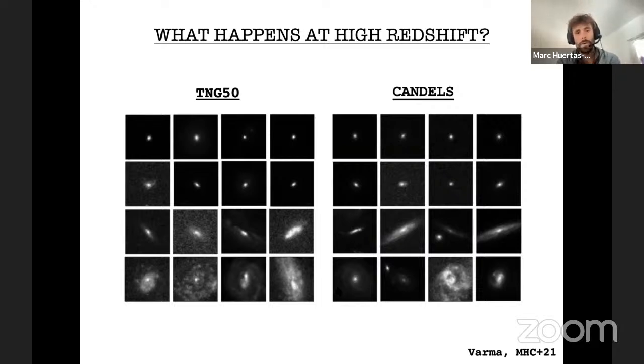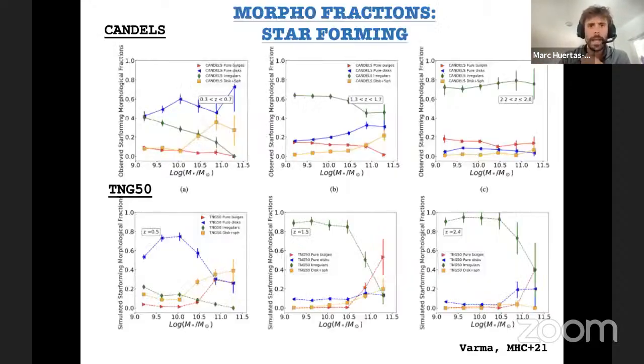If you look carefully, you can start seeing some differences. For example, the disks here appear to be thicker in the simulation than in the observations. Probably an effect of resolution, but it's remarkable how these simulations are now reproducing the diversity even at high redshift, where again there's no particular fine tuning. And if you quantify this in terms of star-forming fractions, these are fractions of different morphological types.